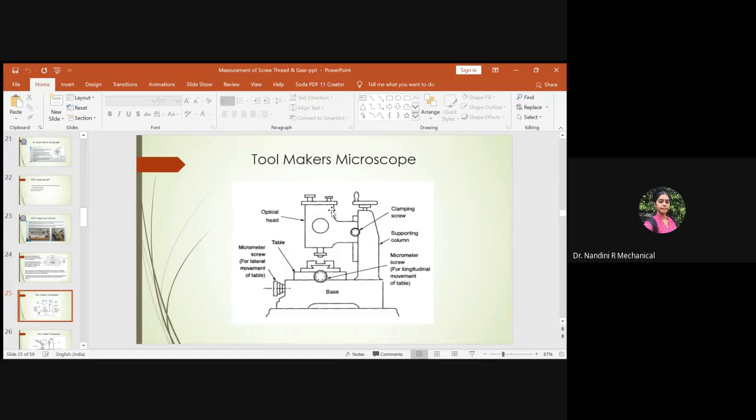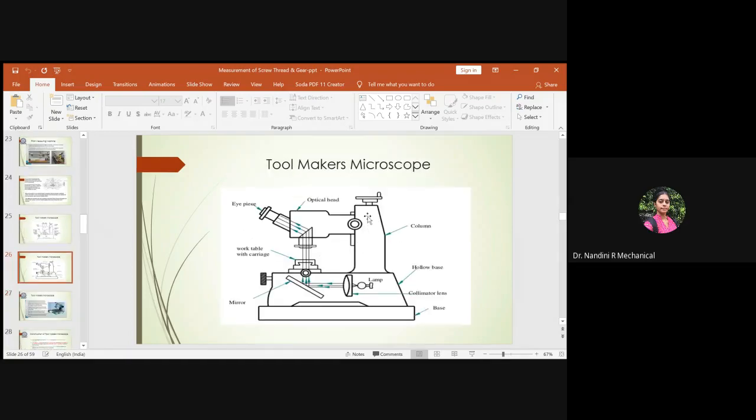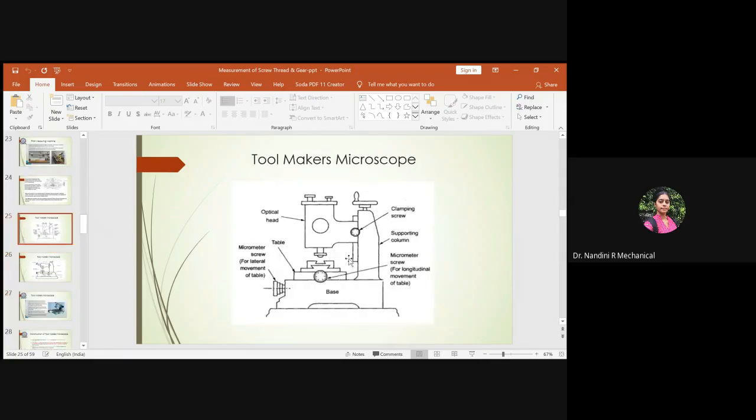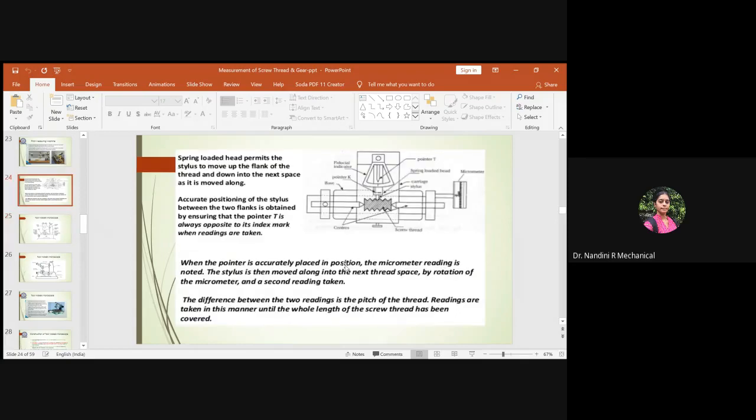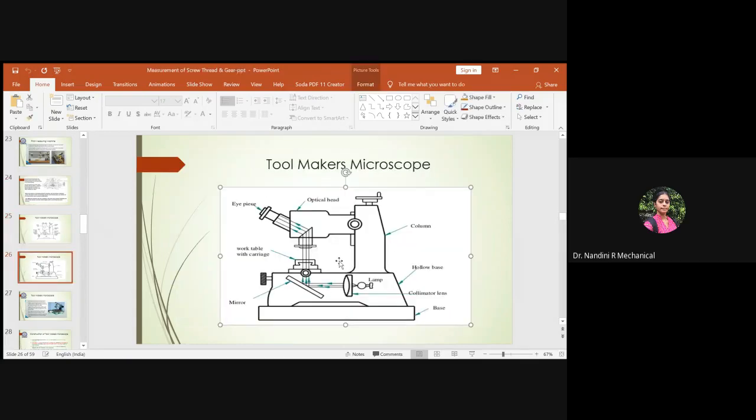And then we came across the toolmaker's microscope. Usually they keep asking this question on the toolmaker's microscope, so you should draw the entire sketch neatly and name all the parts. I have shown you two pictorial views of the toolmaker's microscope. You can use either one for explanation. The second one will give you a clearer picture of how it works also.